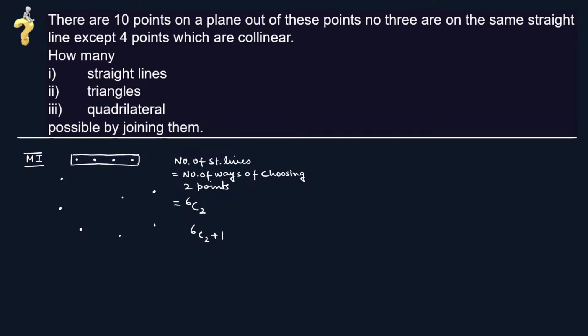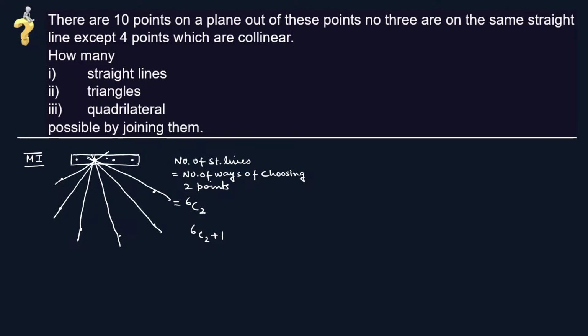Now, if I choose this point, I can draw 6 more lines with the points which are not collinear. That is, I can draw the line like this, I can draw the line like this, another line can be this, another line can be this, another line can be this, as well as this. So through this point, if I consider one of the collinear points, you can draw 6 more lines with the other non-collinear points.